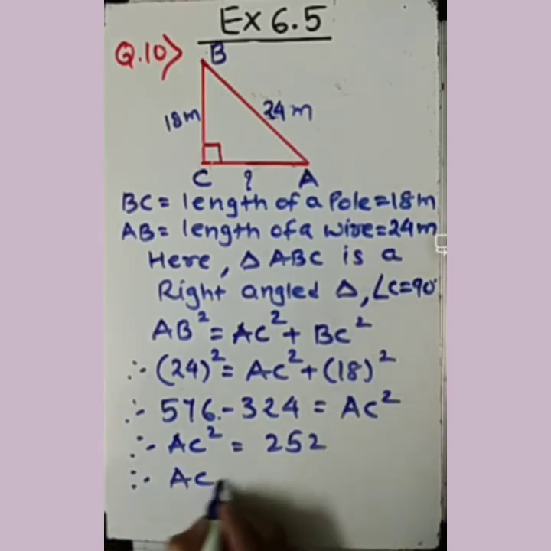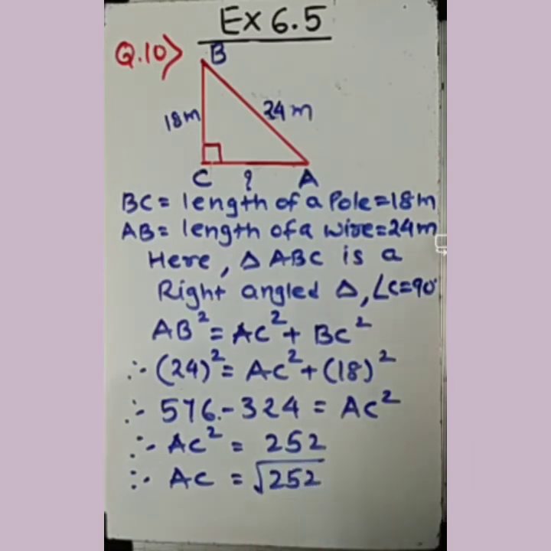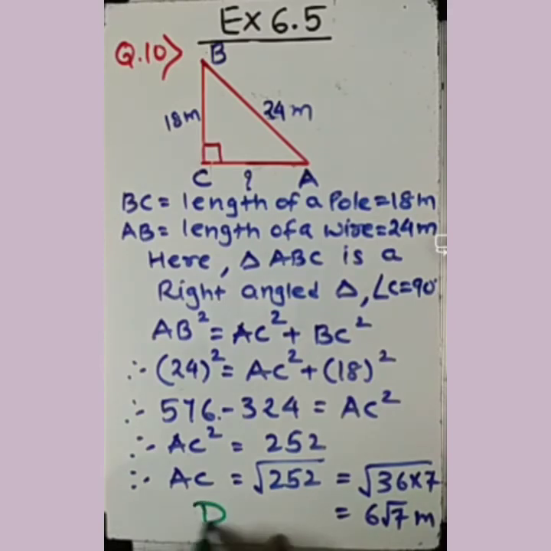Therefore, this is not a perfect square, so we need to write under root of 252. We know under root of 252 has the factors 36 into 7. 36 is a perfect square of 6, so it is 6 under root 7 meter. Therefore, the final answer: the stack may be placed at a distance of 6 under root 7 meter from the pole. This is the complete solution.